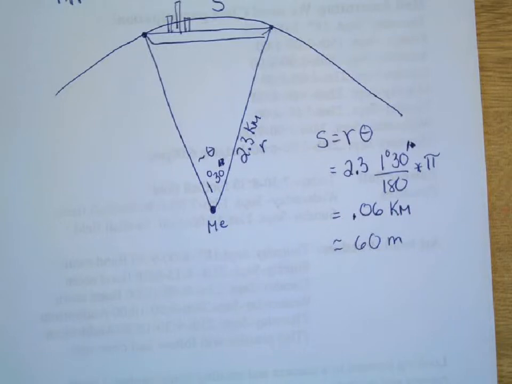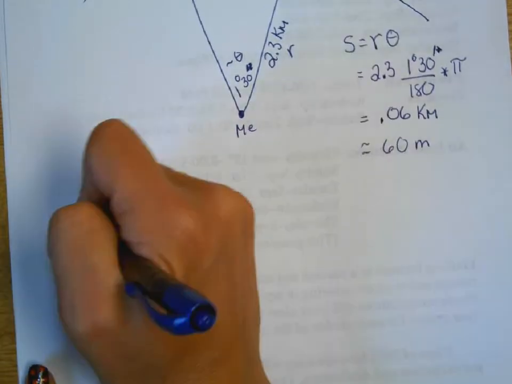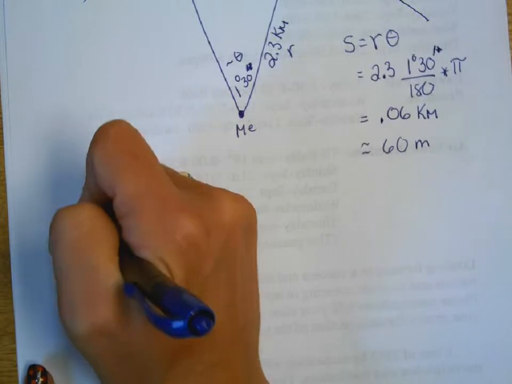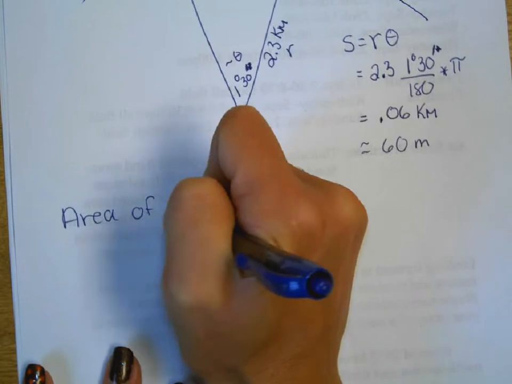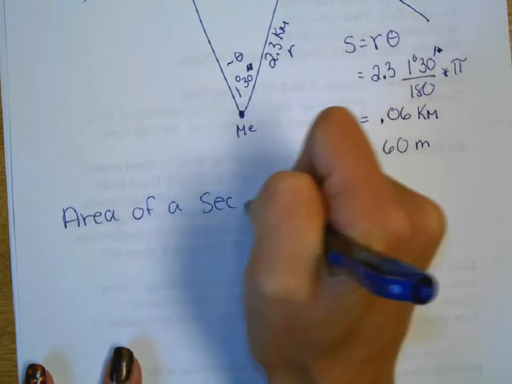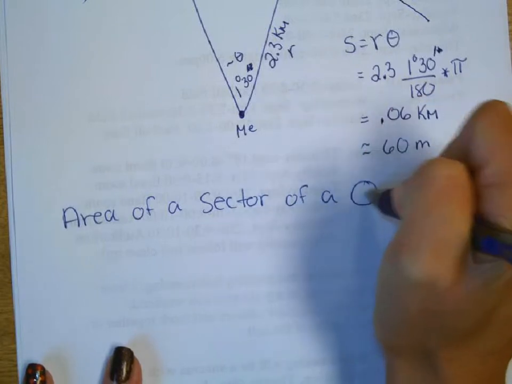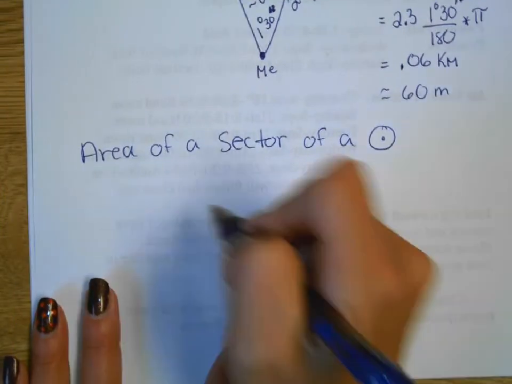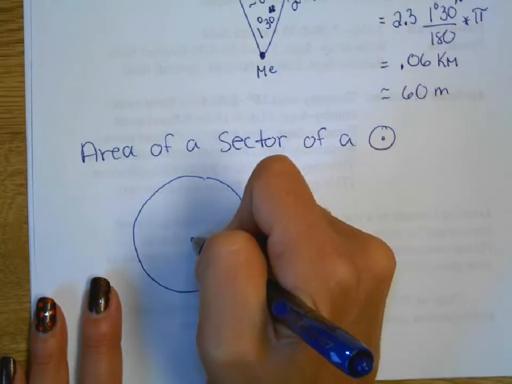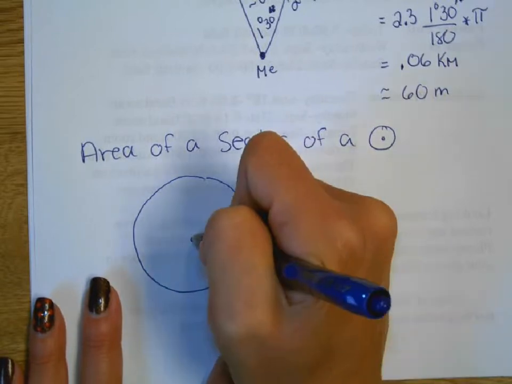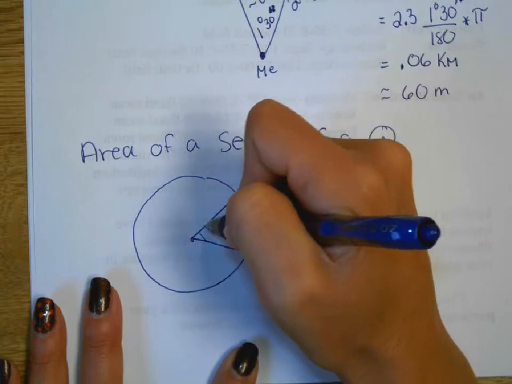Okay, now the new formula and the easier problem. Okay, area. So we found arc length on a circle. Now we're going to find the area of a sector of a circle. So if we have a circle, and we have a piece of pie, I would like a formula that would give me the area of this piece of pie.